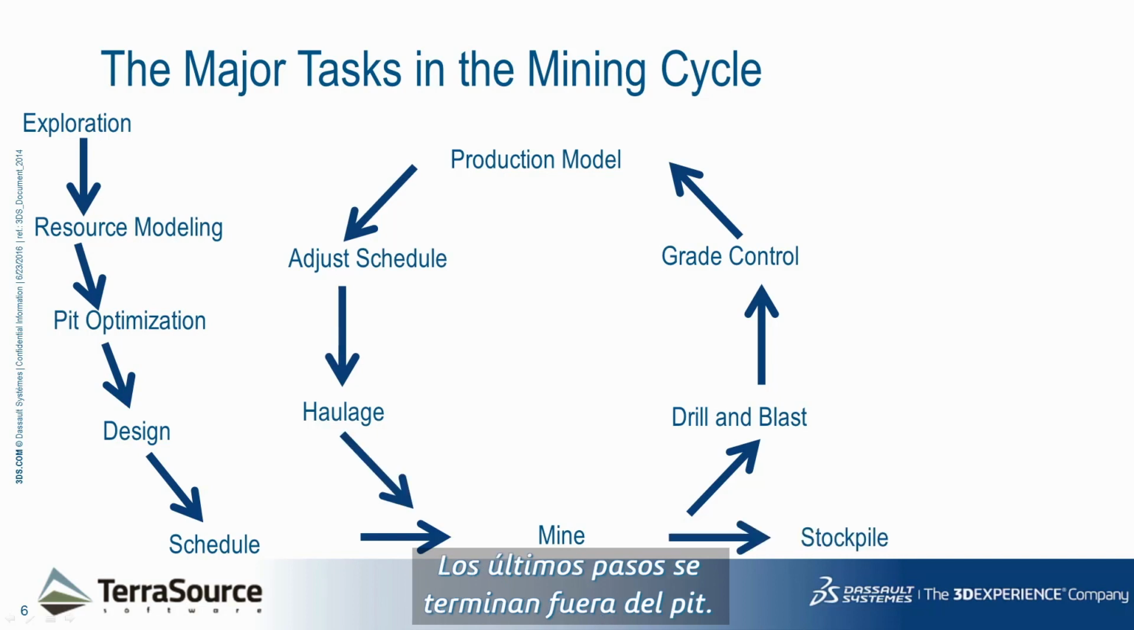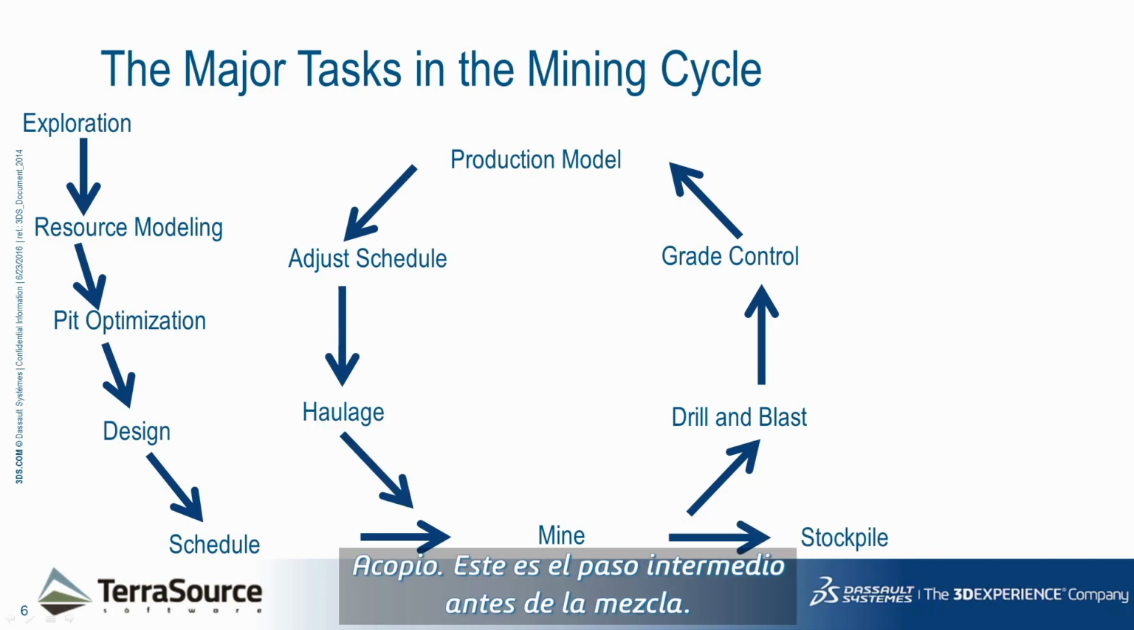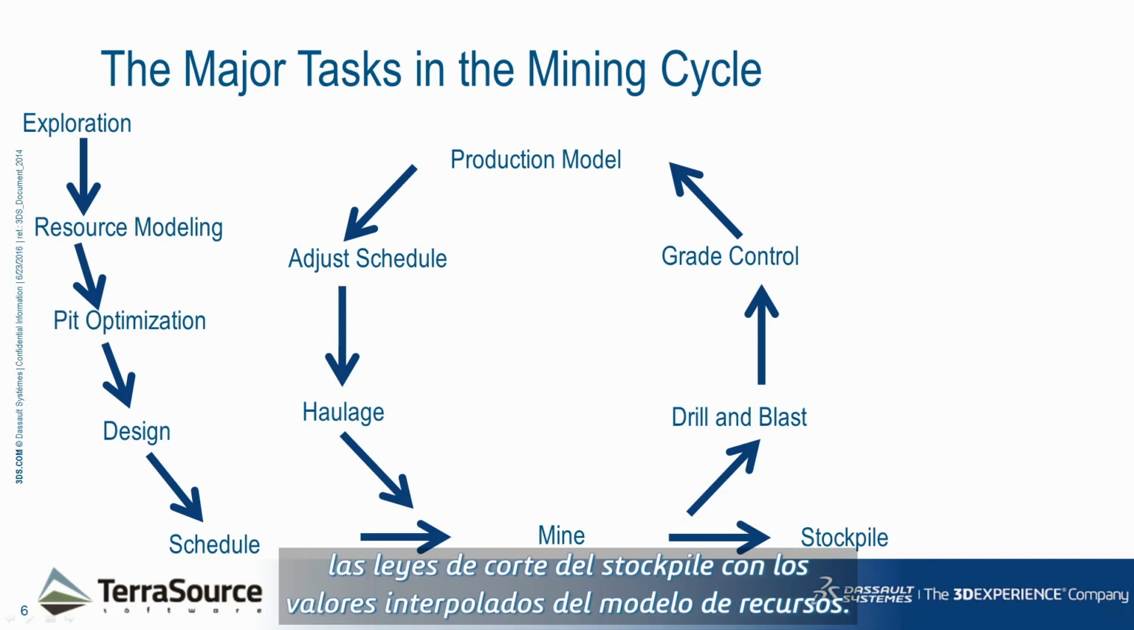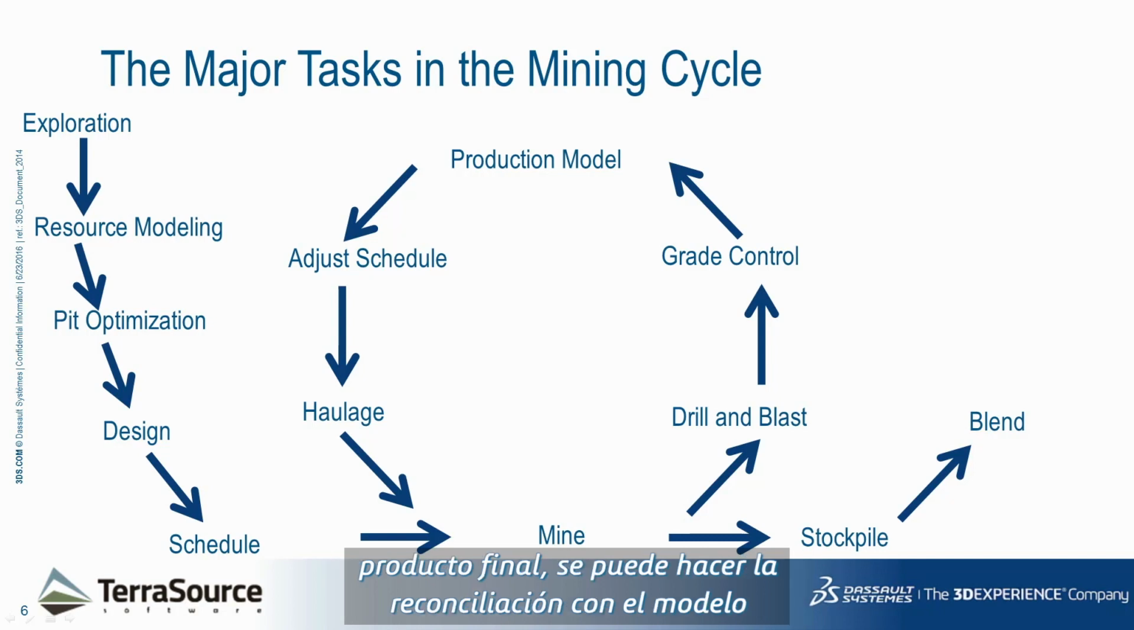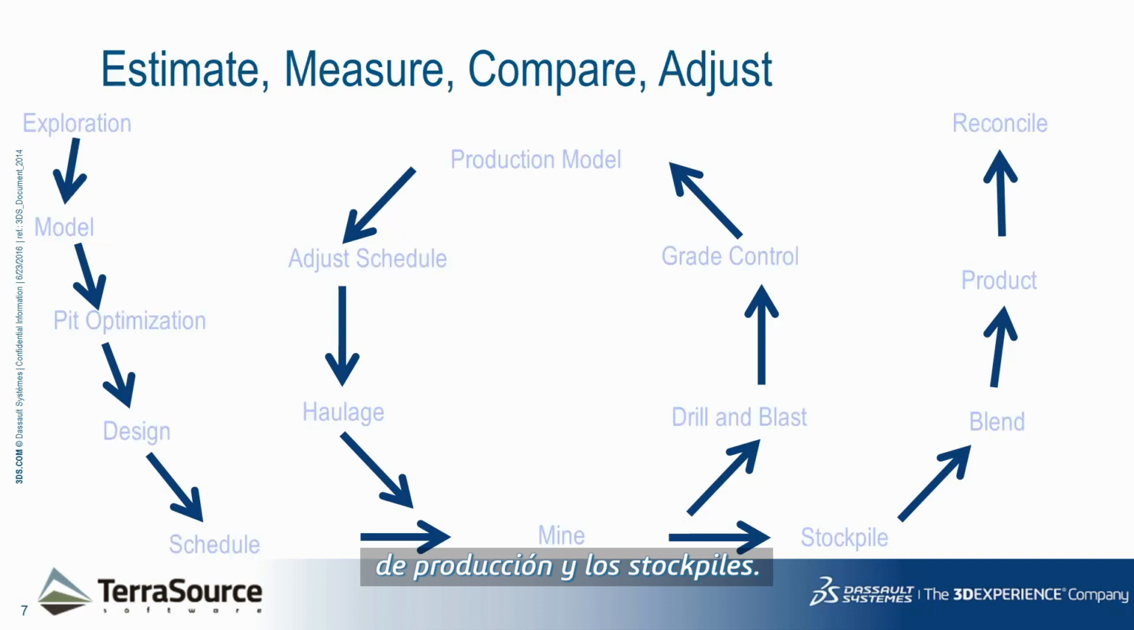The final steps are completed outside of the pit. Stockpiling. This is the intermediate step before blending. In setting up the schedule, stockpile grade cutoffs are determined by the resource model interpolated values. Blending of the stockpiles can be planned in the scheduled task. This provides the opportunity to minimize the amount of wasted material. And then once the end product is generated, reconciliation can occur with the production model and with the stockpiles.